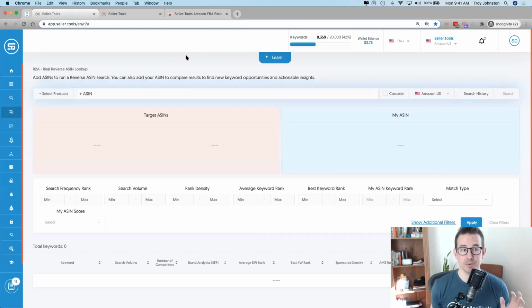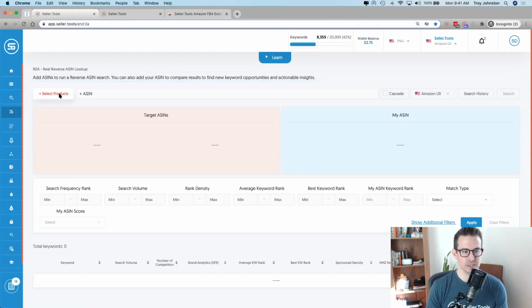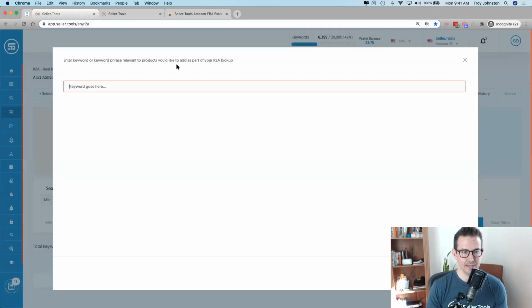One thing to keep in mind, my product for example purposes is going to be a hyaluronic acid serum, a product I used to sell many years back. But we'll walk through what a workflow can look like by utilizing R2A. So the first thing we're going to do is select products. We're going to add in our keyword. Now, a great way to start with this is our main or master keyword.